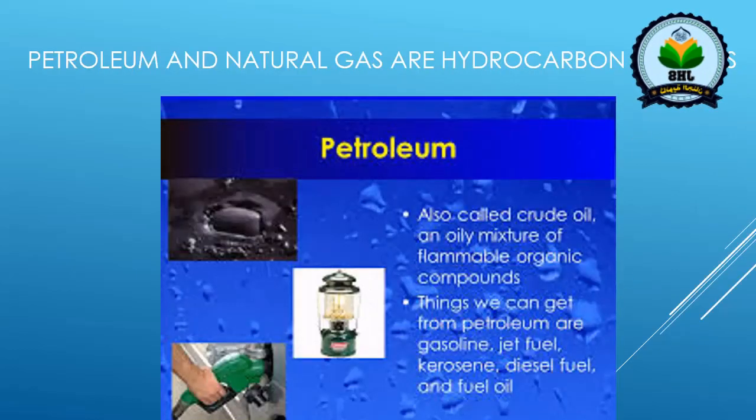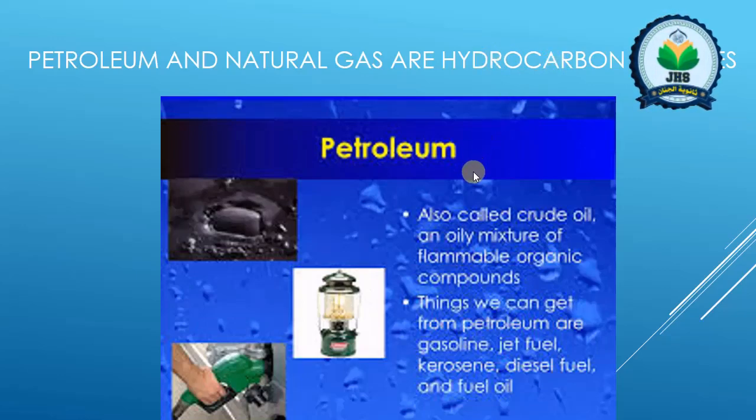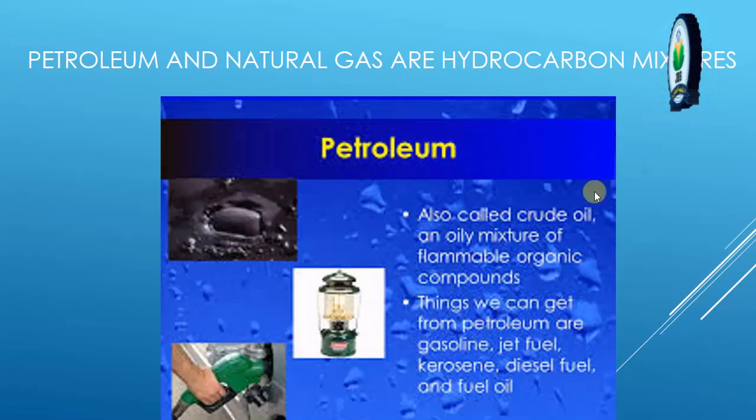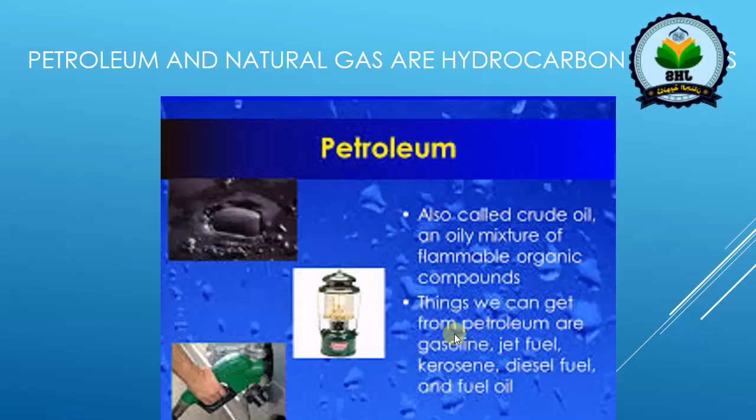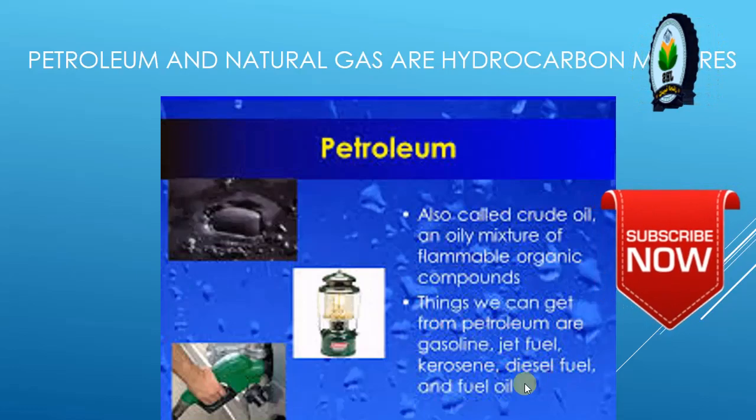Petroleum and natural gas are hydrocarbon mixtures. As we studied before, hydrocarbon means it contains hydrogen and carbon. So petroleum and natural gas are hydrocarbon mixtures. Petroleum contains crude oil. Crude oil means it's viscous oil, an oily mixture of flammable organic compounds. Things that we get from petroleum are gasoline, jet fuel, kerosene, diesel fuel, and fuel oil.